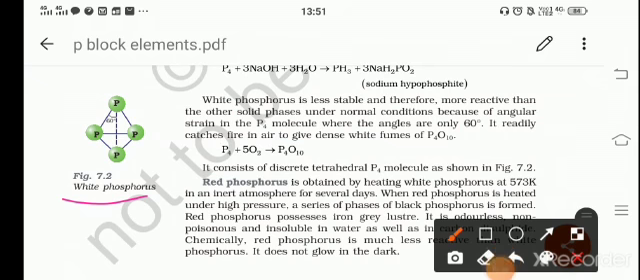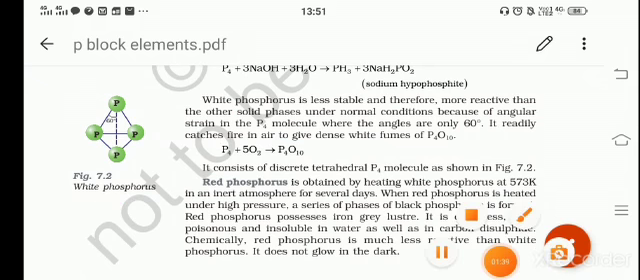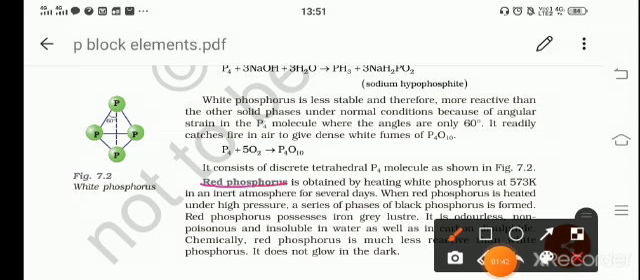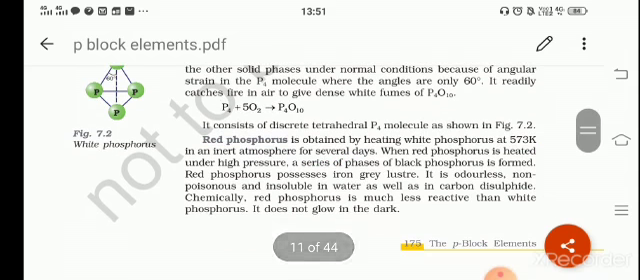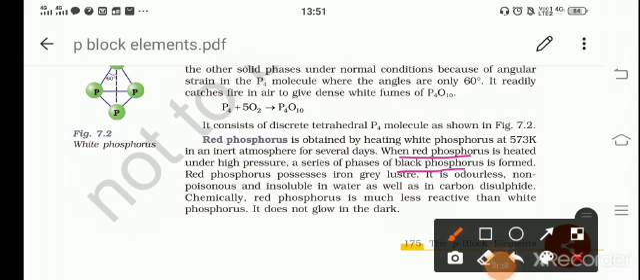Coming to another allotropic form of phosphorus, that is red phosphorus. Red phosphorus is prepared by heating white phosphorus at 573 Kelvin in an inert atmosphere. So we can say that white phosphorus can be used to prepare red phosphorus, and when red phosphorus is heated, it is used to prepare black phosphorus.